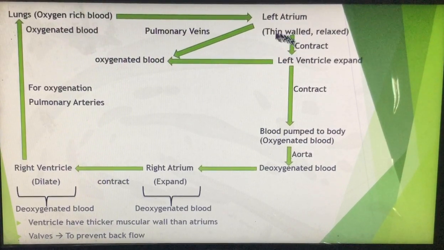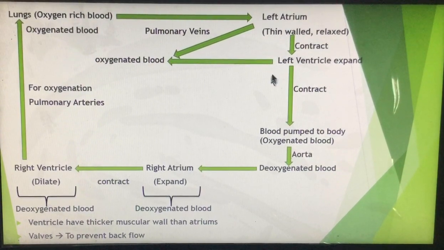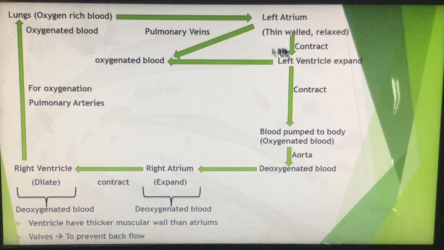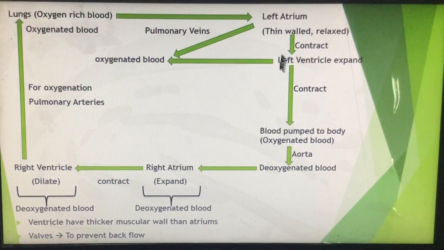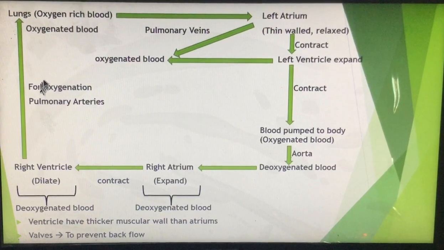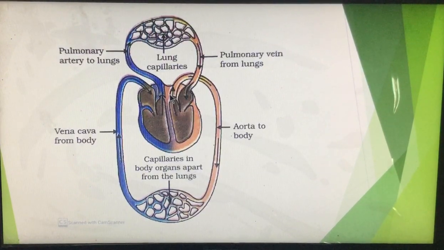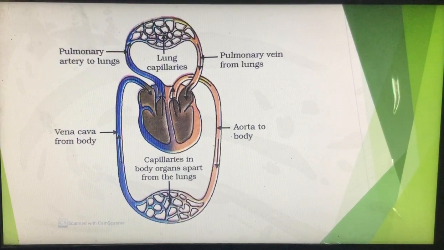That means the left atrium as well as the left ventricle have oxygenated blood, whereas the right atrium and the right ventricle have deoxygenated blood. So this is the circulation of the blood, the structure of the heart and the circulation of the blood. Right? Now this is just to show you how the circulation of the blood takes place.